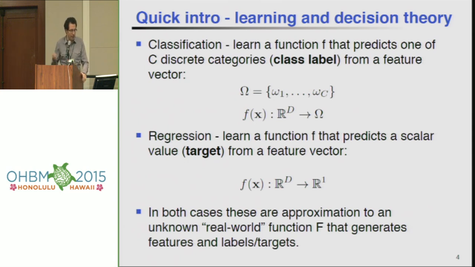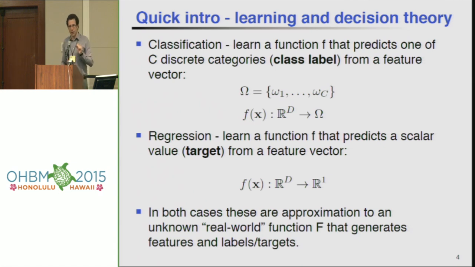So that's classification. In regression, again, you're trying to learn a function from a high-dimensional vector space, but this time you're trying to predict a target that is a scalar. So you're going from R^D to R^1. Basically you can think of these as massive ways of reducing the dimensionality, of taking high-dimensional data and spitting out class labels or spitting out targets. An example for regression is you give me, I don't know, a resting state connectivity graph, and I tell you the MMSE of the person, the mini-mental state examination. That's one of the things you could do with this kind of approach.